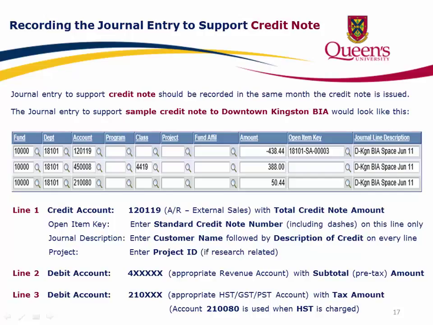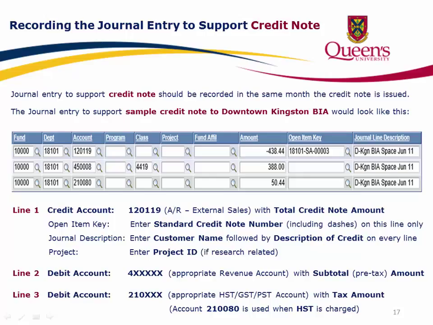On line 2, debit the appropriate revenue account with the subtotal amount on the credit note. This represents the pre-tax amount billed to the customer. Note, when a department uses a class or program ID as part of the chart field string, these IDs only need to appear on this line, the line that is posting to the revenue account. The class and/or program ID would not be entered on the AR or tax lines. When the billing is related to a research project, be sure to enter the project ID in the project field. Research-related activity requires the project ID to be entered on both the AR line and the revenue line, in this case, lines 1 and 2.